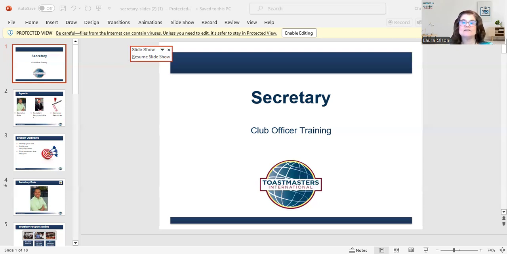Outside of the club meeting, you are responsible for maintaining an accurate roster. Also included in that is helping your VP of membership make sure that if there are any applications out there, those are submitted and that payments are made. So again, you have an accurate club roster.